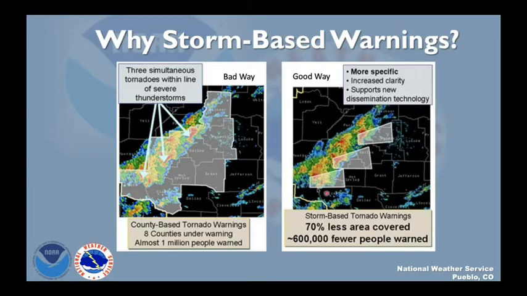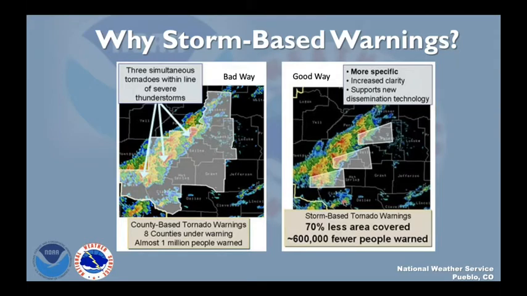Nowadays we do storm-based warnings. So this polygon is where we think that the severe weather is going to occur. This polygon and this polygon, instead of it being an entire county. This is great because we can cancel a warning really easily if there's no severe weather there.